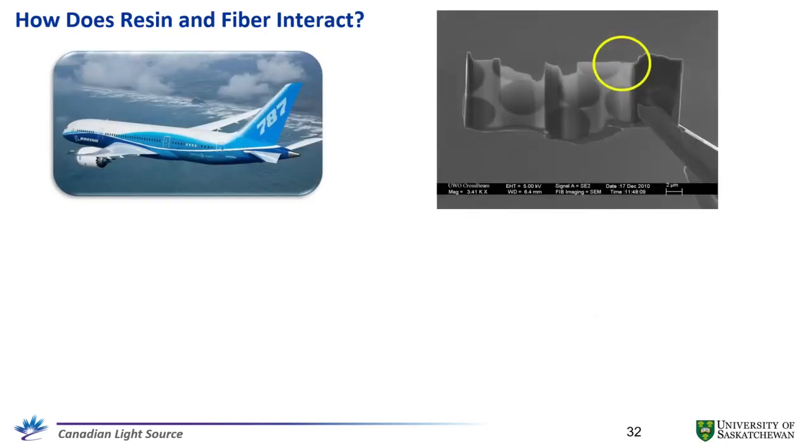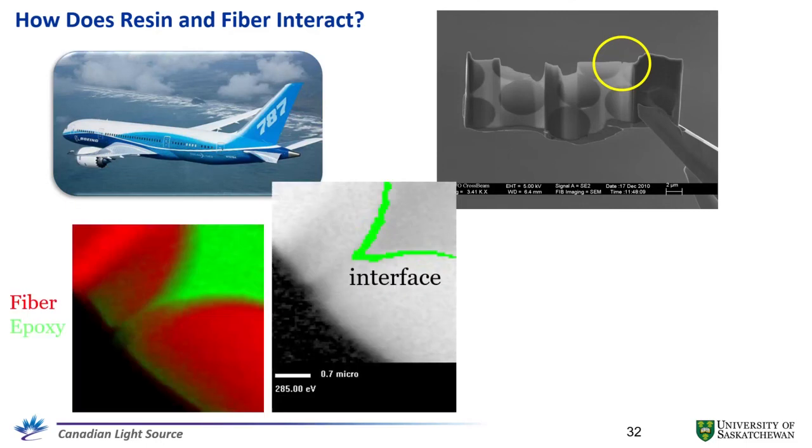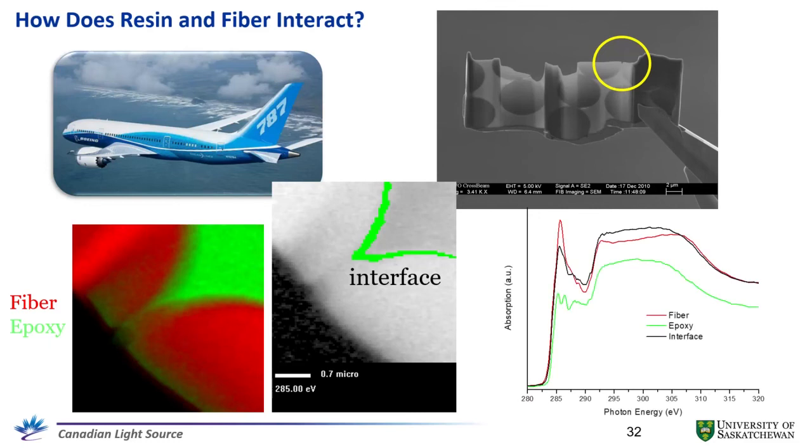We use this spectral microscope to look at the composite material in an airplane. This is a SEM picture. In the SEM picture, you can see the fiber and epoxy very clearly. With the STXM, the spectral microscope, we can also see the difference. This is a fiber, this is an epoxy, and we look at the interface, because for an airplane the bonding between the fiber and the epoxy is critical. You don't want them to separate and fail.